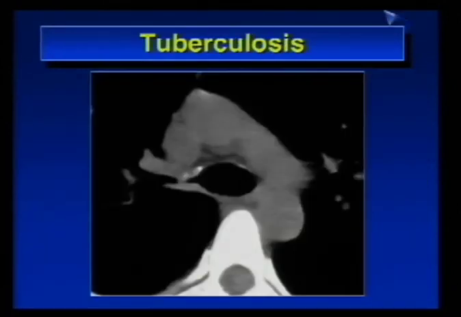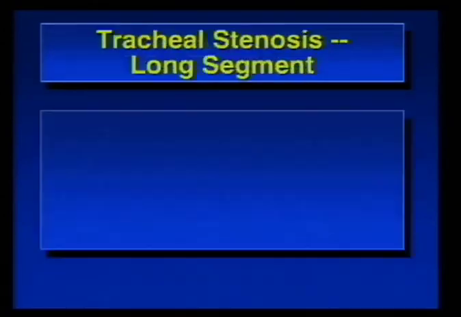How about this particular case? Look right here. Look how narrow that bronchus is. So there's thickening of the wall, there's calcification in the wall, and narrowing of the bronchus. That is a patient with TB. Now, how about longer segment stenosis? When I say trachea, this also usually applies to the mainstem bronchi as well.